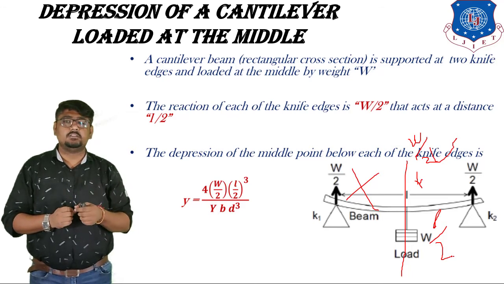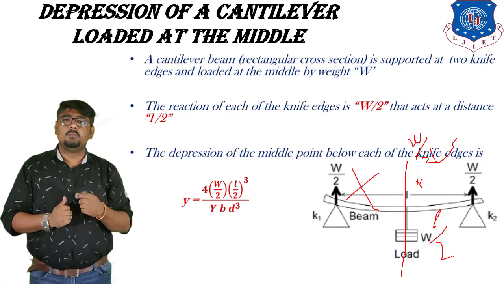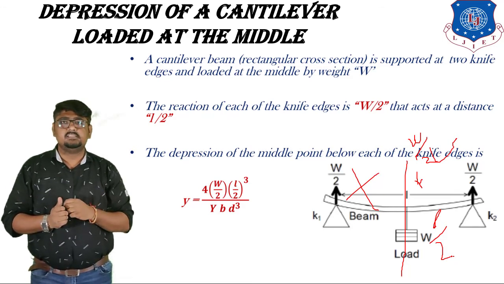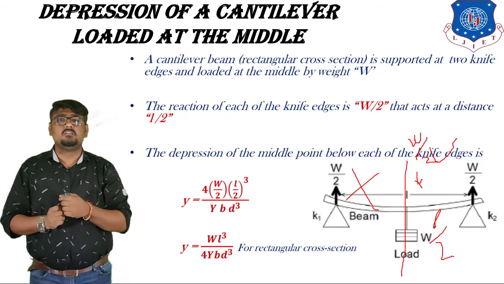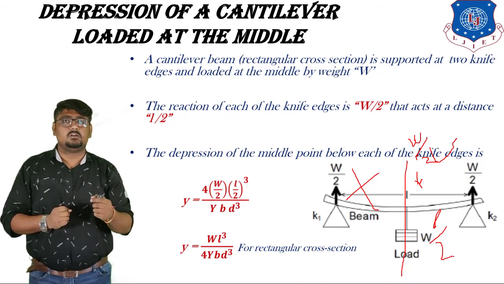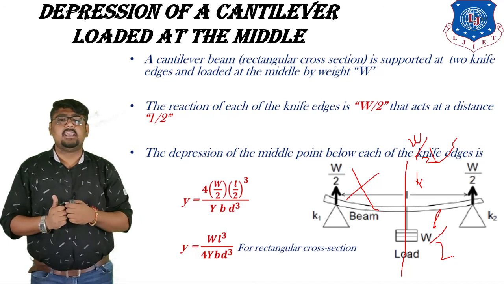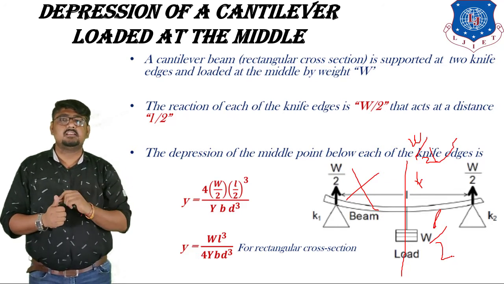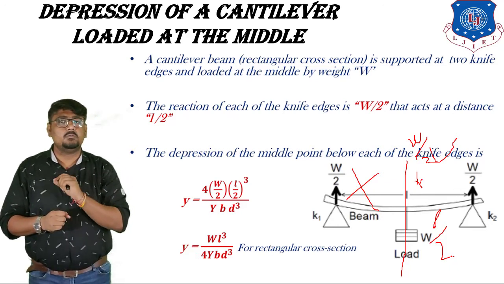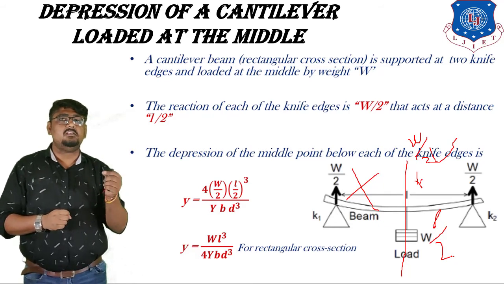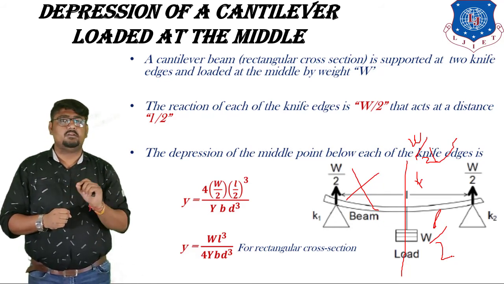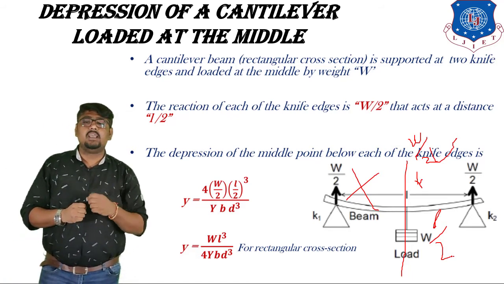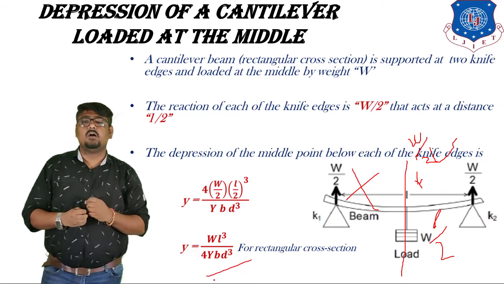is given by y is equal to 4 into W by 2 into (L by 2) whole cube by Y B D cube. This is the same expression for depression of a cantilever beam of rectangular cross section loaded at the end, where it was 4 W L cube by Y B D cube. Now in here I have replaced W with W by 2 and L with L by 2 because length becomes half and load becomes half in this case. So our expression now becomes y is equal to W L cube by 4 Y B D cube.